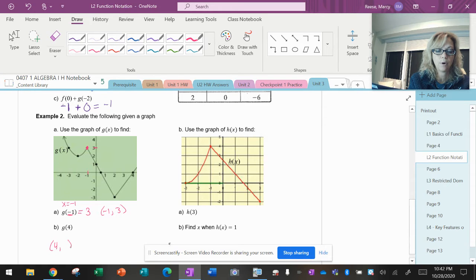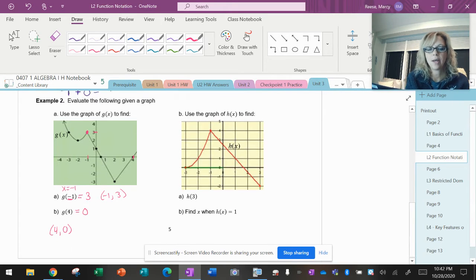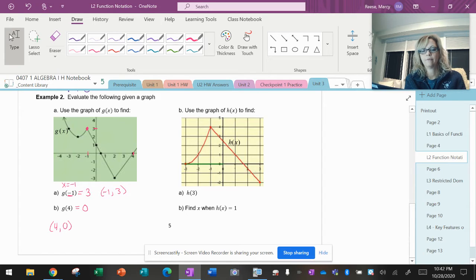When x is 4, what's y? So go to where x is 4, and oh, look at that. It's right on the x-axis. That results in 0. Okay. Try A for B, for graph B. Take a minute and find h of 3. H of 3. Take a minute.